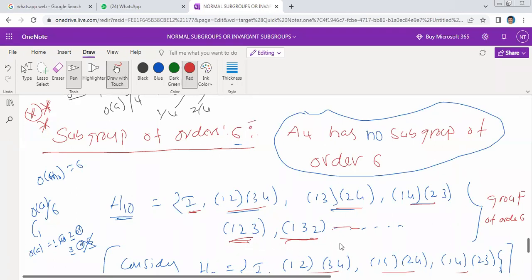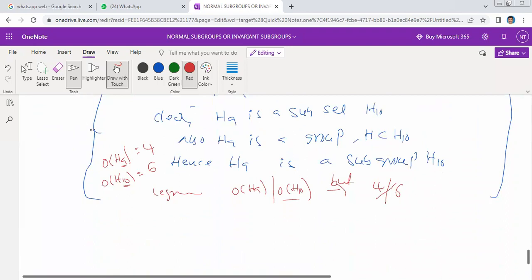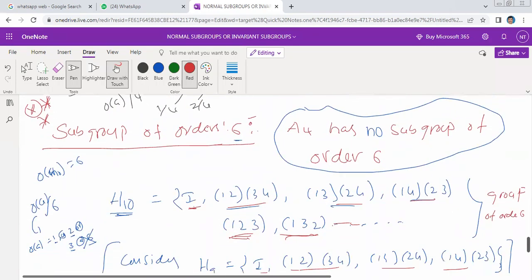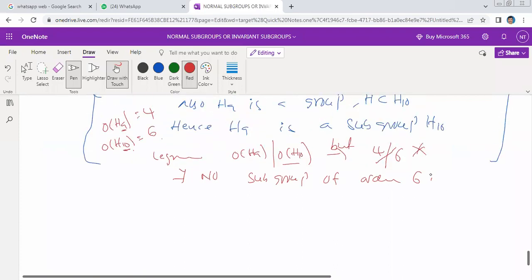If I take only 6 elements, what happens here? Order of H9 is equal to 4, order of H10 is equal to 6. So H9 is a subgroup of H10, but this condition fails. Lagrange's theorem fails, so there is no subgroup of order 6. There is no subgroup of order 6 in A4.